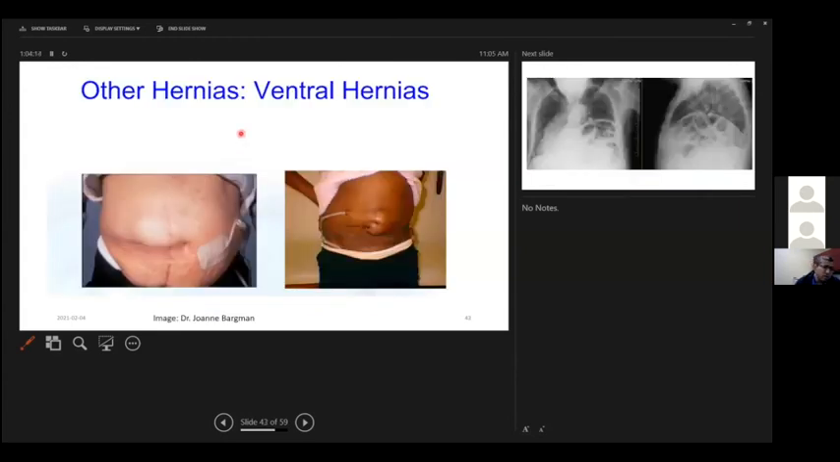Okay, so what are the other hernias? You can see that this is an incision and the patient has developed a hernia here. Another example: see here, the patient is on the side and there's some surgery happening here. It looks like this was a PD catheter site which has caused a hernia here, okay?